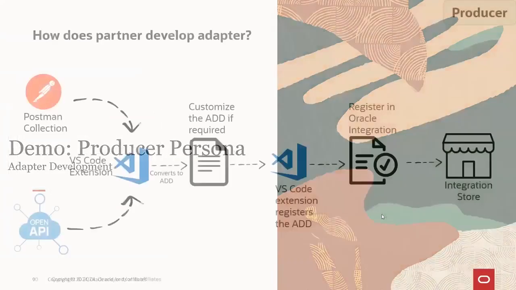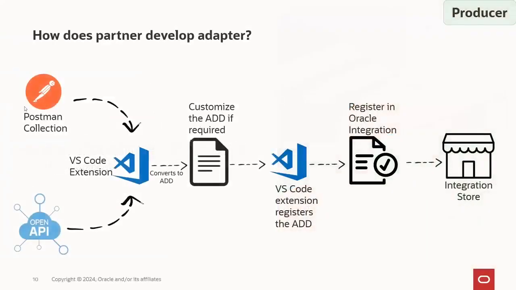Let's actually start looking at the demo. What I'm going to do is I have done some pre-steps already to make the demo more efficient. We'll focus on the key aspects. Most of you might be familiar with a Postman collection. We'll be able to create a RAB-based adapter, either through a Postman collection or an OpenAPI doc. So I have my VS Code already set up.